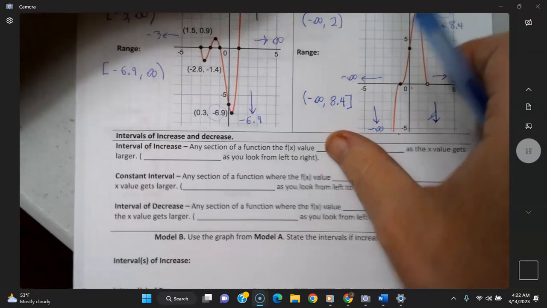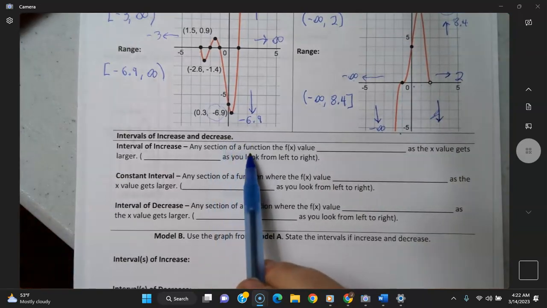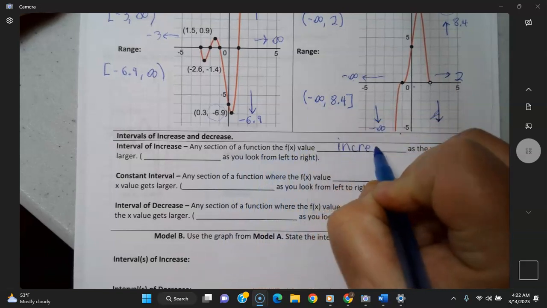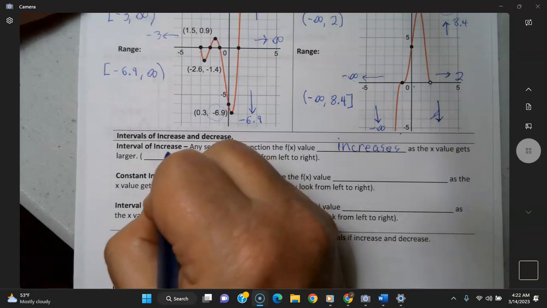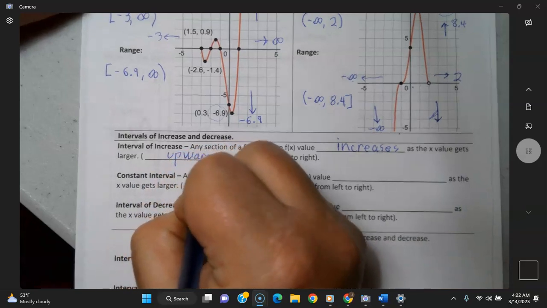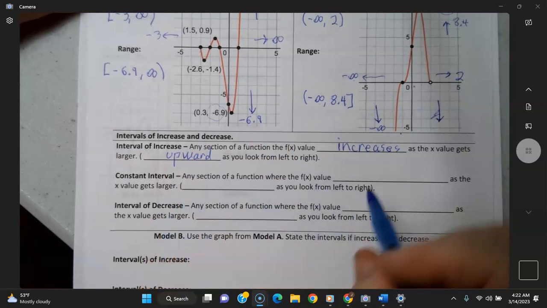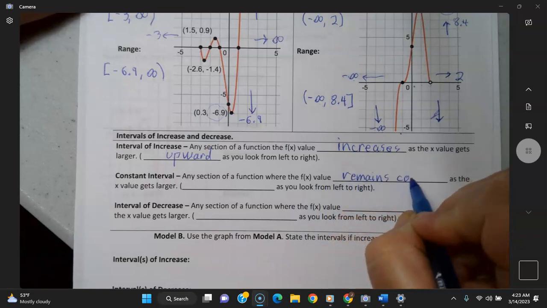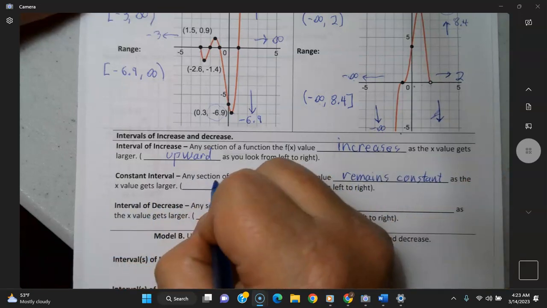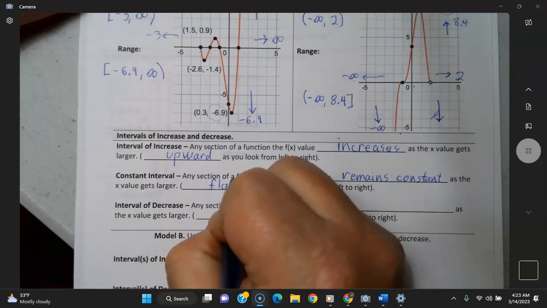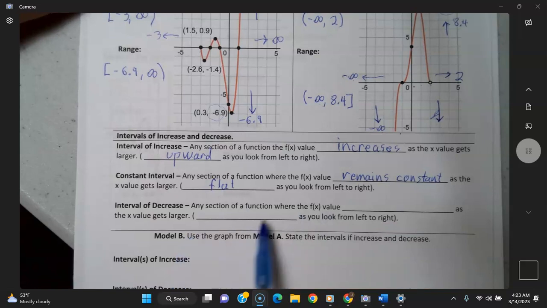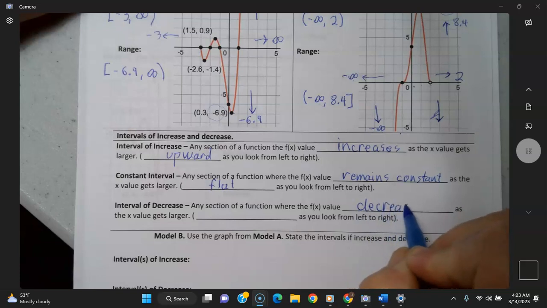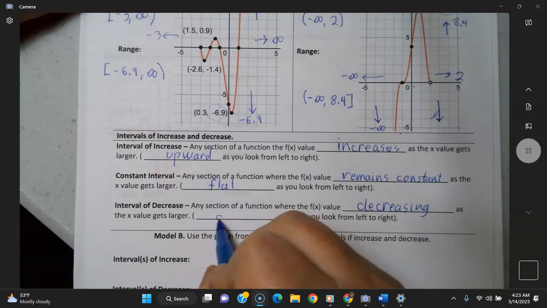Let's read this down here. Okay, interval of increase: any section of a function f of x where the value increases as the x value gets larger, that is upward, as you look from left to right. Constant interval: any section of the function where the value of f of x remains constant as the value of x gets larger, and that is flat. You can just say flat. An interval of decrease is where f of x is decreasing, and that's going to be downward.